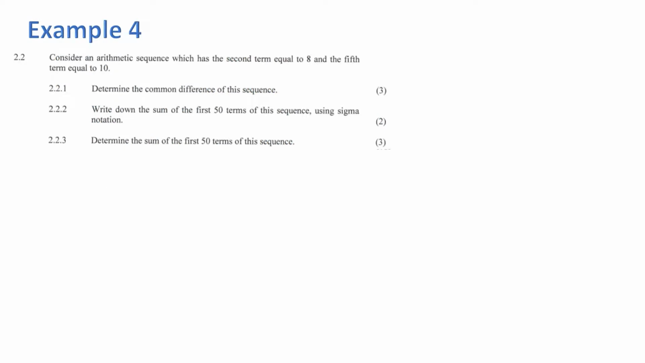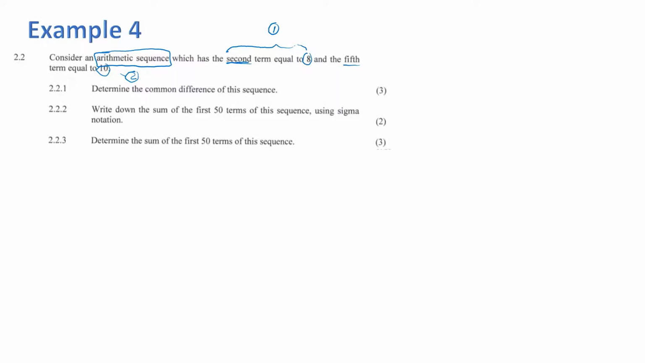As a final example, look at this example. They're giving us all the information we need. We're given the clue, so we don't have to diagnose the sequence, but we know that it's an arithmetic sequence. They're also telling us the second term is equal to 8. This is our first piece of information. And they're also telling us the fifth term is equal to 10. That's our second piece of information.